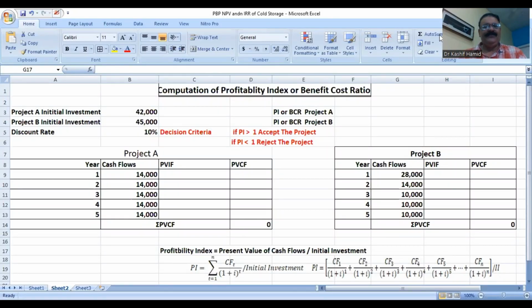Bismillahirrahmanirrahim. Dear students, our today's topic is computation of profitability index or benefit cost ratio. We have two projects. Project A has initial investment 42,000 and project B has 45,000 initial investment. And our discount rate is 10% per annum.